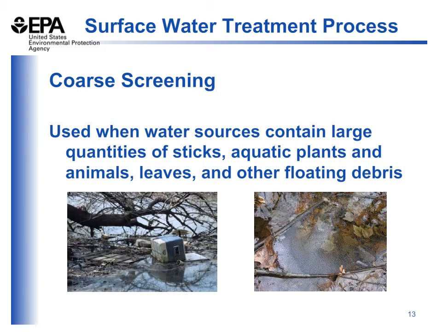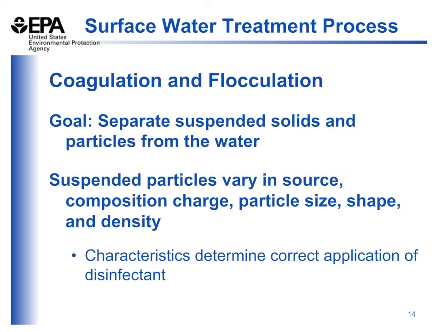Let's look in a little more detail at these processes, starting with the coarse screening at the beginning of the treatment train. This is used to remove the aquatic plants, the sticks, the leaves, and other floating debris that may come into the system through the intake. Following this coarse screening, the next step is to remove the finer particles or the suspended solids that are present in the surface waters. The goal is to take these suspended solids and make them settle out of the water, and we start that in a 2-step process known as coagulation and flocculation.